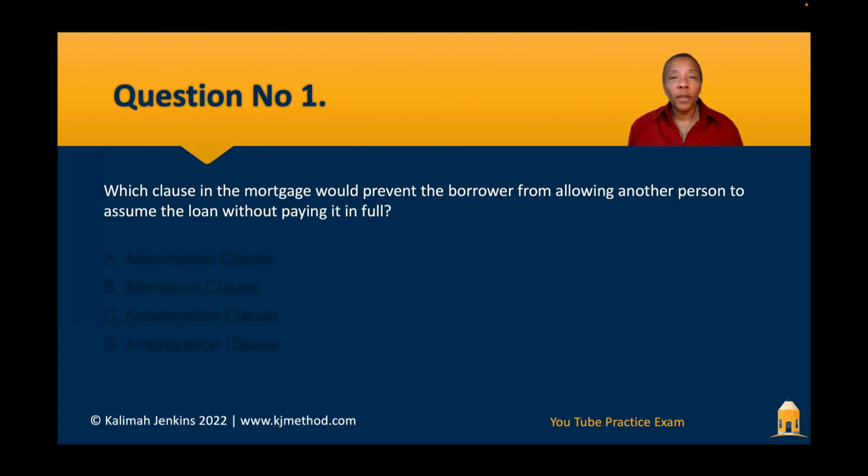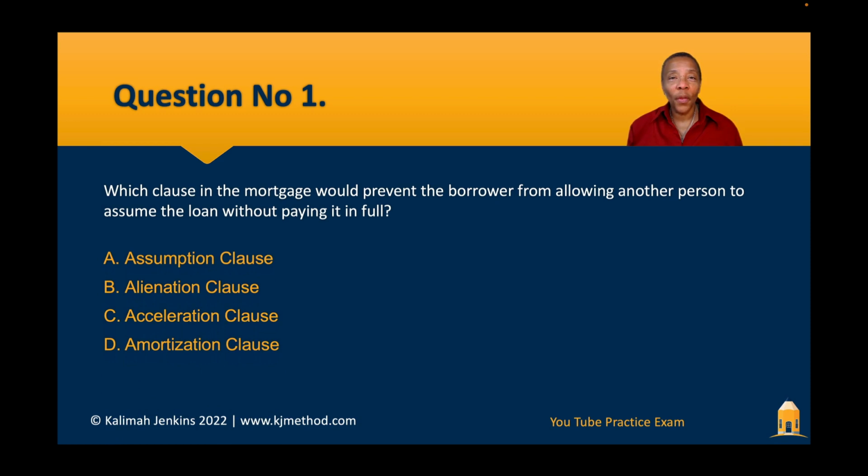Question number 1. Which clause in a mortgage would prevent the borrower from allowing another person to assume a loan without paying it in full? I'll give you a couple of seconds on that one. Here are your answer choices.